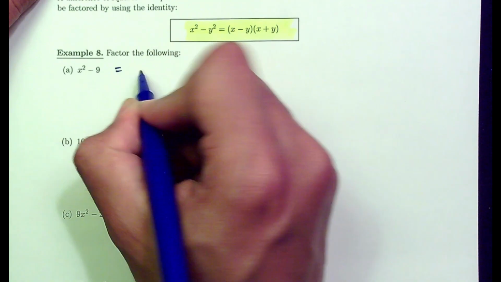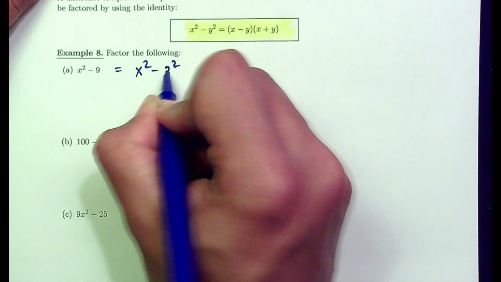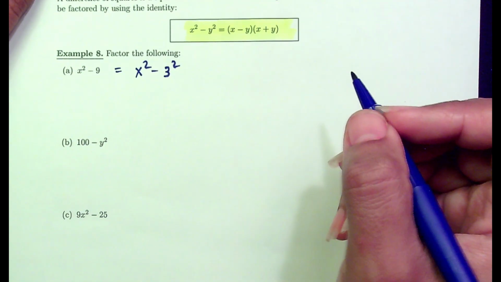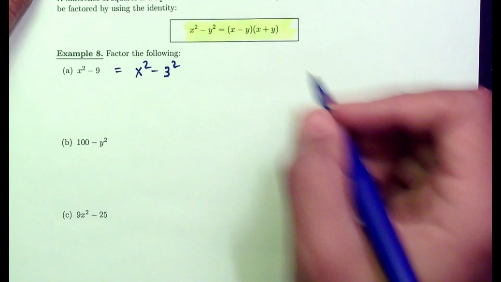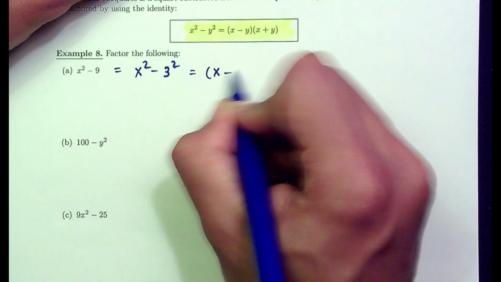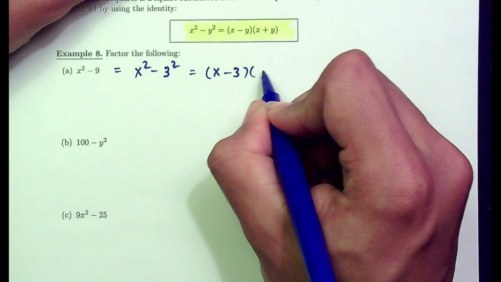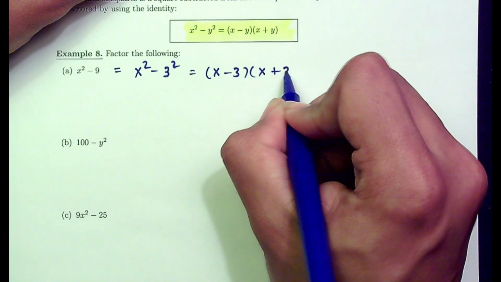So then this is the same as x squared minus 3 squared. I recognize the 9 as the square of something, namely the square of 3. So now this formula tells me that the first factor is x minus 3, which is what I would get if I drop the 2's. And then the second factor is the same, but with a plus in the middle. And that's it.